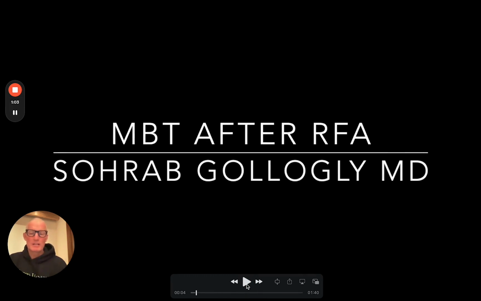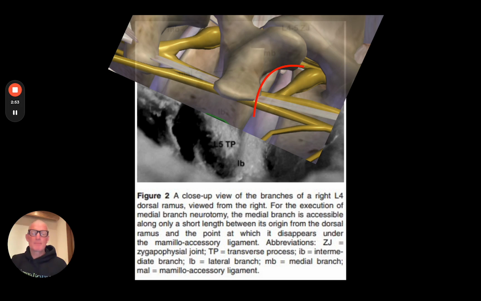This is an emerging indication for endoscopic spine surgery. Many patients are referred to us after the second or third radiofrequency ablation, when that percutaneous procedure becomes unsuccessful, in an attempt to achieve more effective and longer lasting pain relief by endoscopic division of the medial branch of the dorsal ramus.